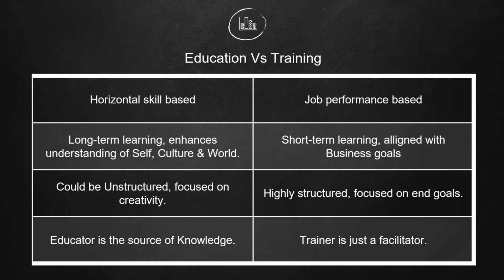Education could be focused on creativity, like we saw in the previous weeks. It could be very creative, but training, on the other hand, should be structured, should follow steps, and is based on the end goals. In training, it's very imperative that you achieve the training outcome, otherwise the training will not happen in the future.